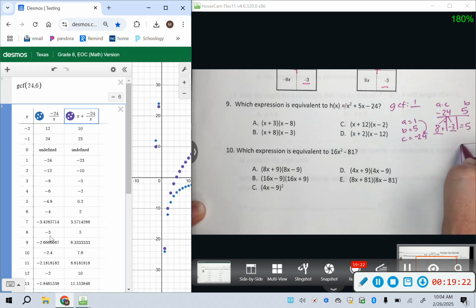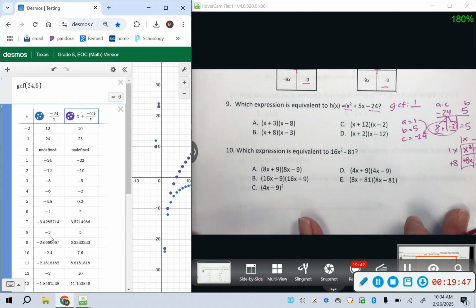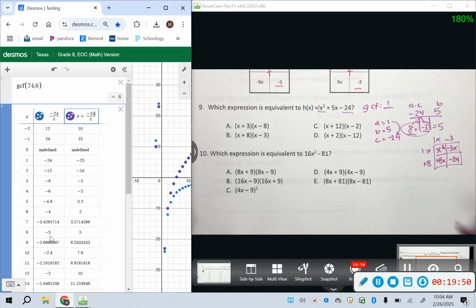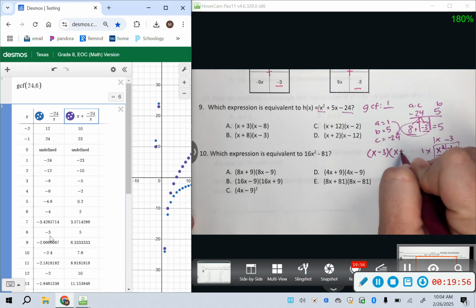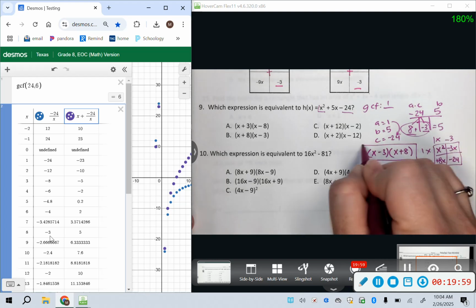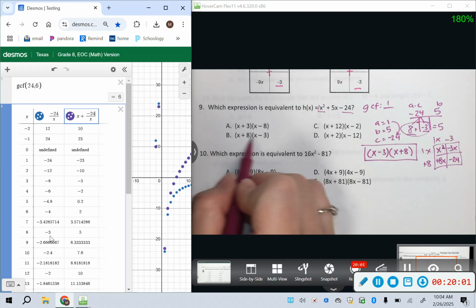Build my box. First term, first box. Last term, last box. And my special numbers. Positive 8, don't forget the x. Negative 3, don't forget the x. Now the GCFs: 1 and 8 is 1. 3 and 24 is 3. 1 and 3 is 1. 8 and 24 is 8. Again, we could use the GCF buttons, sorry y'all, and figure that out. So my answer is x minus 3, x plus 8. So x minus 3, x plus 8 is B.